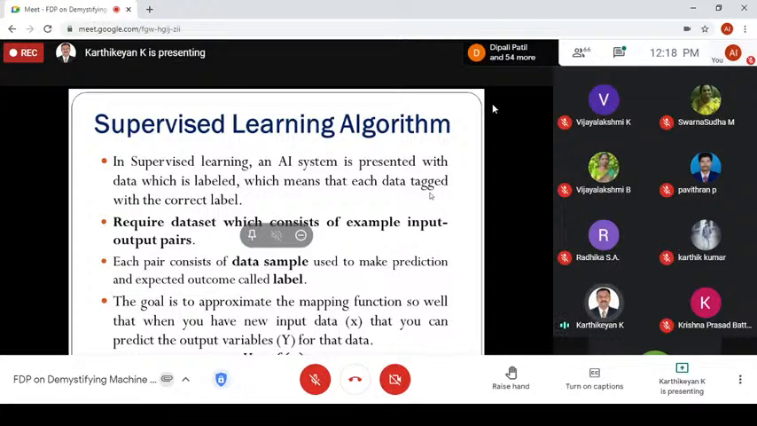The goal, or the basic idea, is to find an approximate mapping function which will map the input data to the output variable. Mathematically we can simply explain that as y equals f of x. Of course there will be a b term also, so f of x will be mx plus b. We will see those things later when we go to linear regression. When we go for multiple regression, this f of x will vary. But in general, in supervised learning, we are trying to find the mapping function which relates the output variable with the set of input variables.